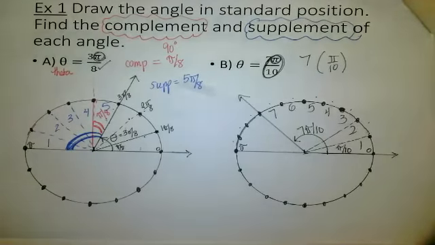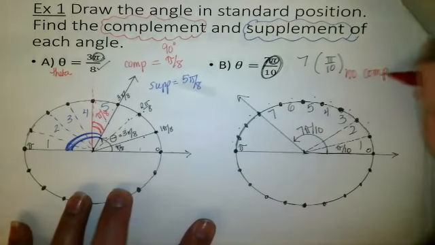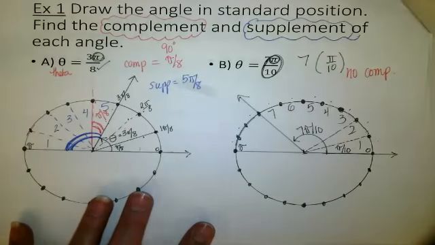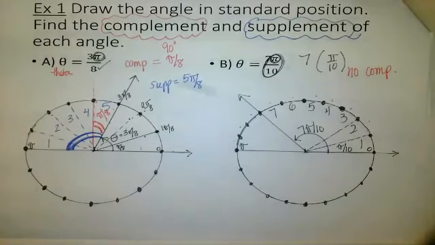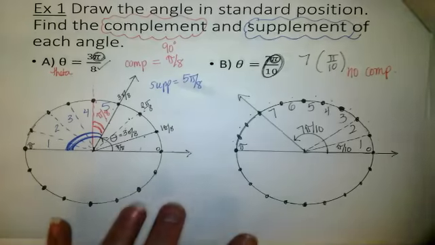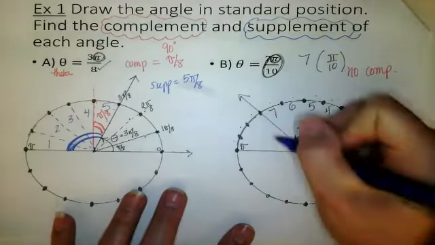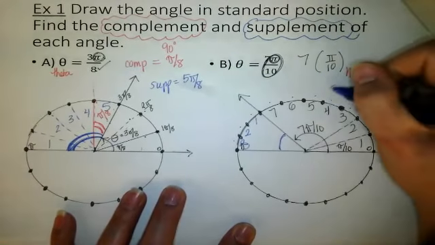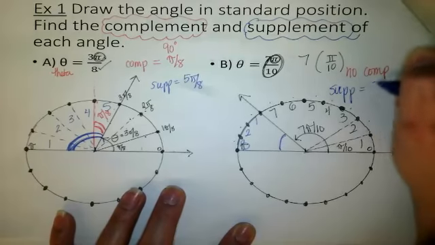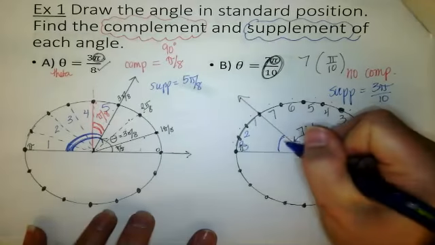Does this have a complement? No complement. It's past 90. It's already beyond 90 degrees. No negative supplements and complements, we don't do that. So then what is the supplement? 3 pi's over 10. Very good, 1, 2, 3 pi's over 10. The supplement is 3 pi's over 10. There is our supplement.